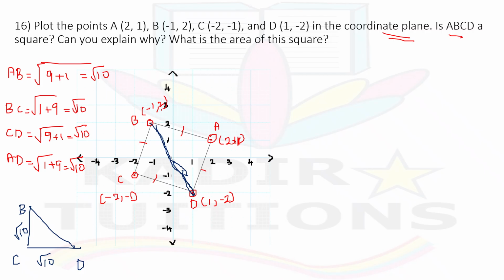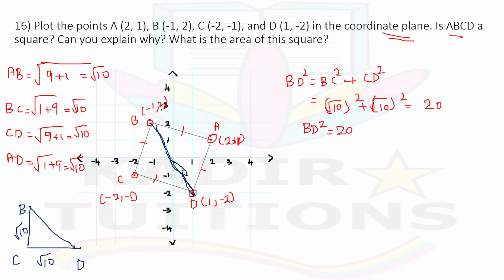As per the Pythagoras theorem, actually hypotenuse square equals the sum of squares of the other two sides, right? So what can we write? BD square equals BC square plus CD square. So what is BC square? That is going to be root 10 the whole square plus root 10 the whole square, which is 20. So BD square equals 20. Then BD needs to be root 20, right? So now we will find the distance BD and check whether it comes as root 20. If that comes as root 20, then I can say, yeah, that is a square, right?